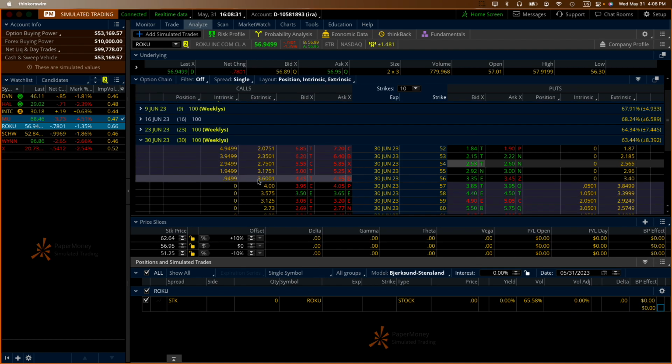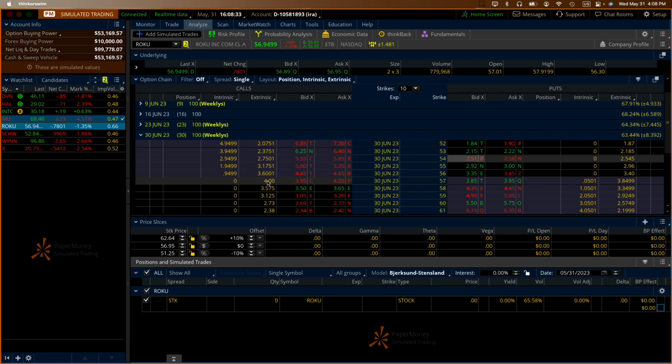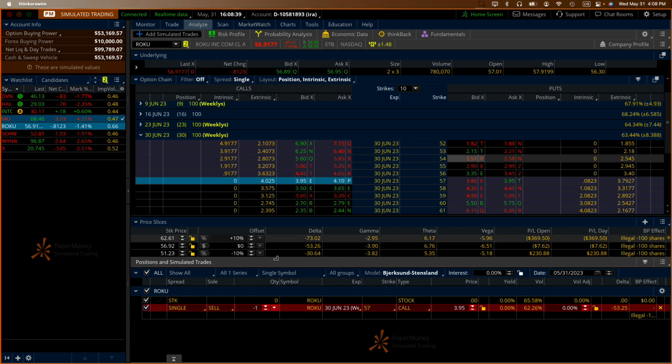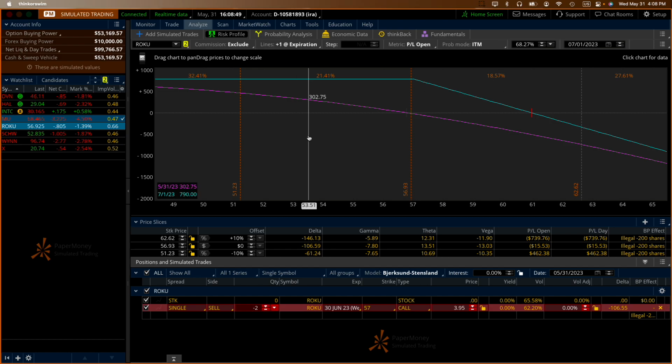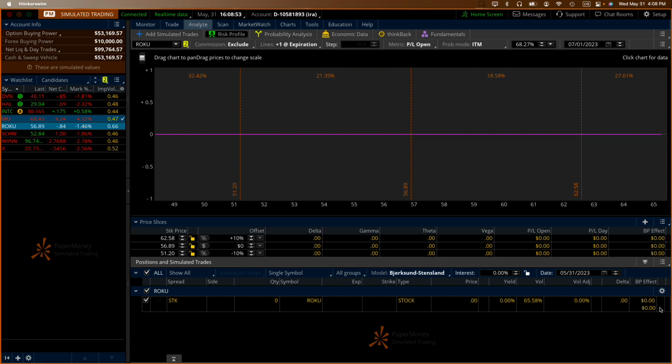And just to verify, we are selling the extrinsic $4. That's the 57. So click on the bid, and that gives you the cover call. And here it is. We're going to get $395. If we were to do two of those, then it would be a whole lot more, but we can't really, because it will surpass my $10,000.